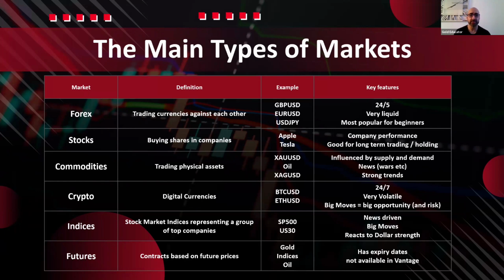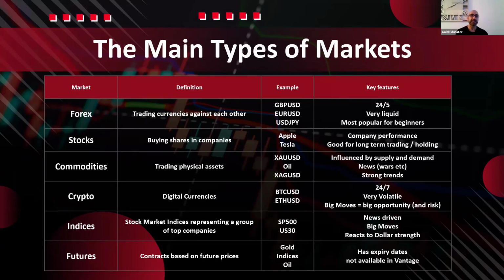Then the last one is futures. Now, futures is a different type of trading. It's not probably something that you might get involved with, but you may do in the future. Hence the term futures. Sorry, dad joke for the evening. So these are contracts based on future prices. You can still trade gold, indices, oil, but essentially these contracts have an expiry date.